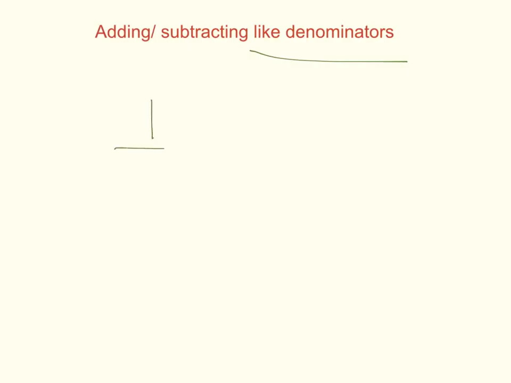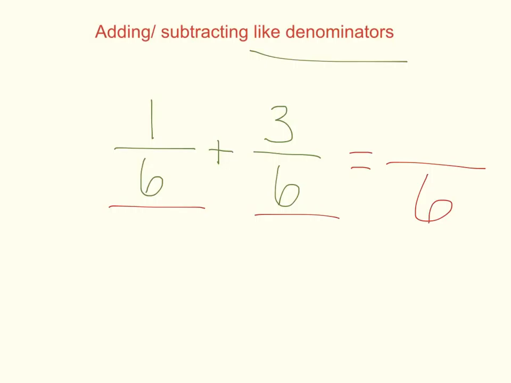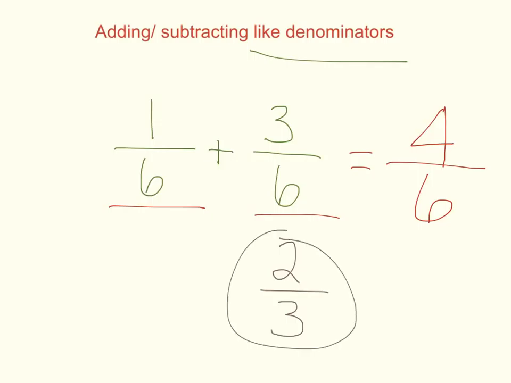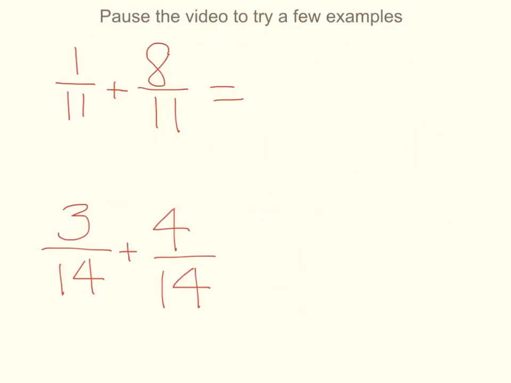So if we had an example of 1/6 plus 3/6, if the denominator is the same, you keep the denominator and add the top like normal. So 1 plus 3 would be 4. Now in the previous chapter we learned how to simplify fractions. At this point you should not ever have a fraction that is not in its simplest form. So once you have your answer of 4/6, you would need to simplify that down to 2/3 as your final answer. Pause the video to try a few examples.